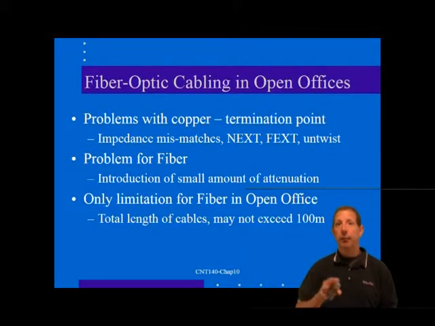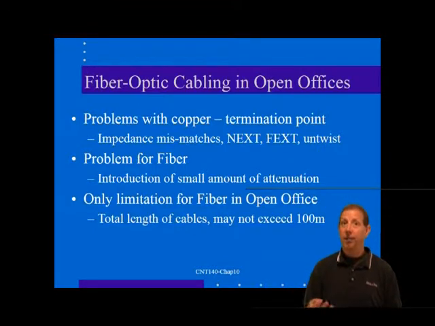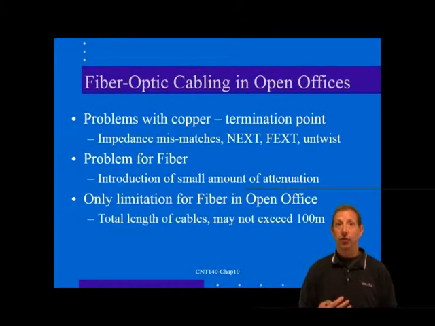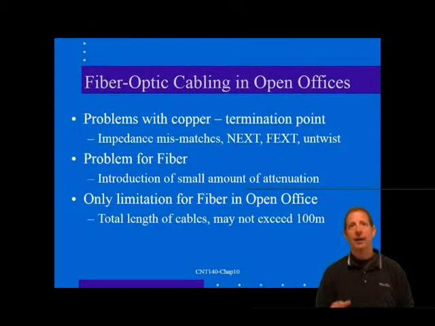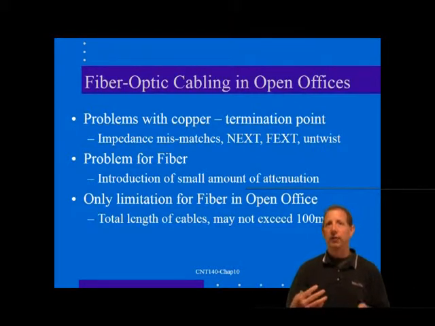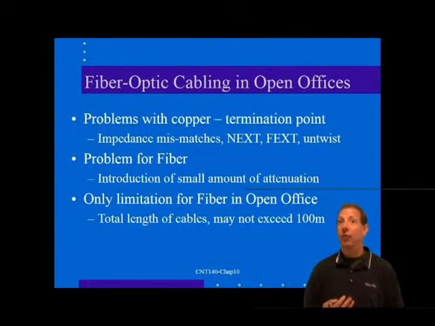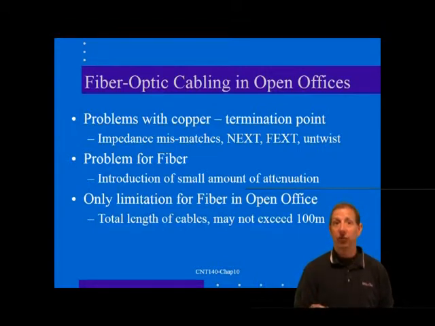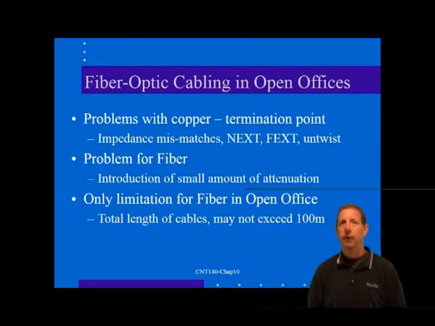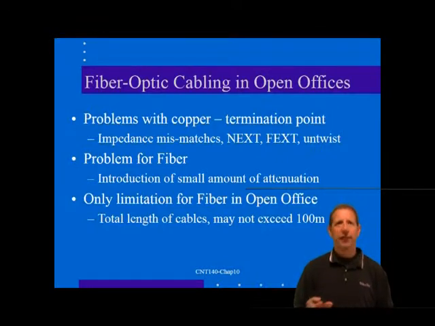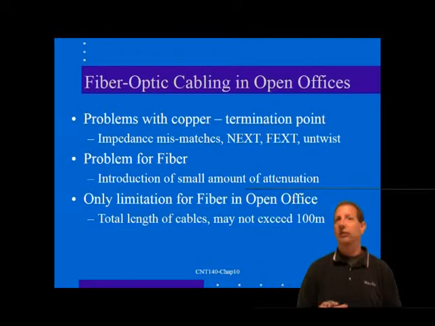Now let's look at fiber optic cabling in open offices. No discussion of the shortcomings of twisted pair cabling would be complete without mentioning fiber optic cabling, but most of the problems with copper cabling occur at the point of termination or interconnection. This is a place where the impedance mismatches, the untwist, near-end crosstalk, and far-end crosstalk will occur. The only similar problem for fiber is the introduction of a very small additional attenuation and mismatch that occurs at termination. In a typical fiber optic link, there's plenty of margin for a small transition of attenuation.